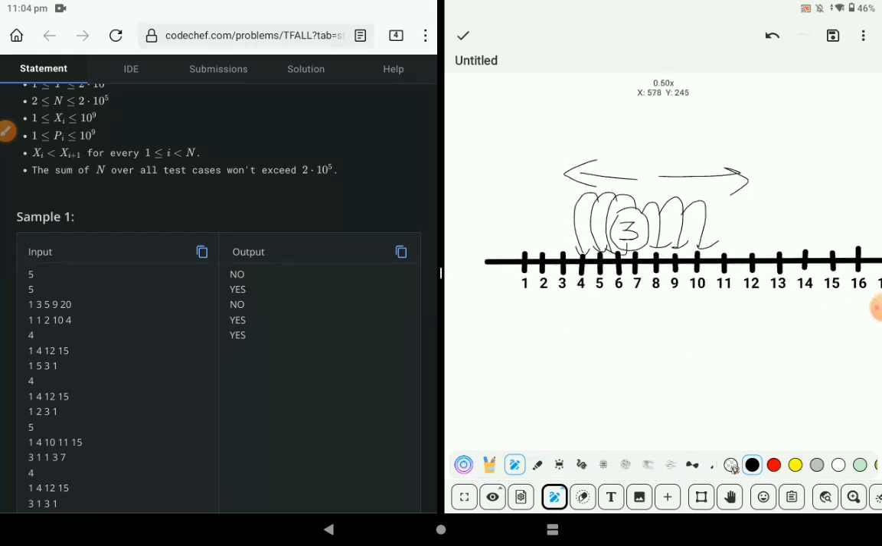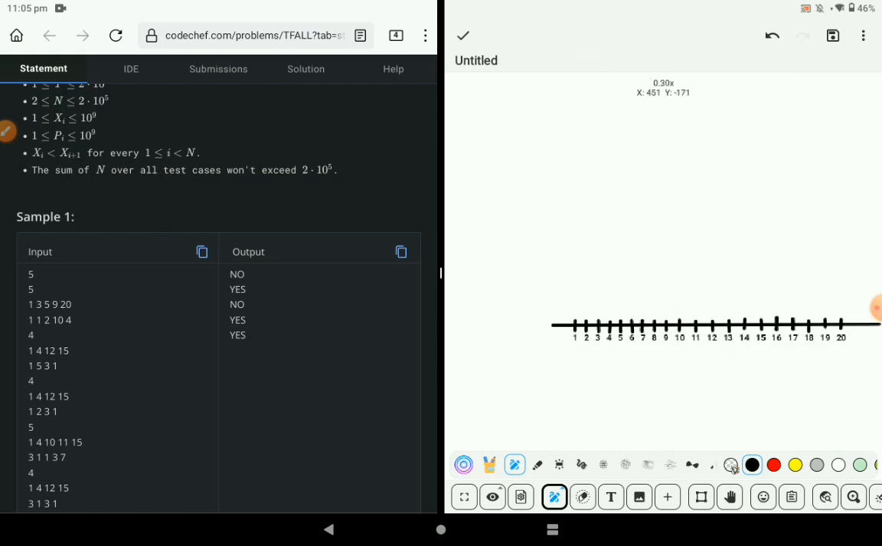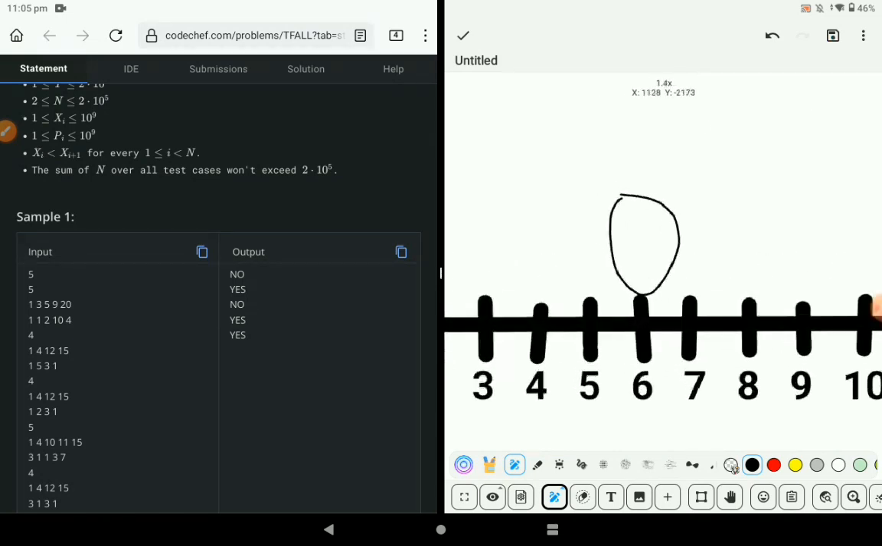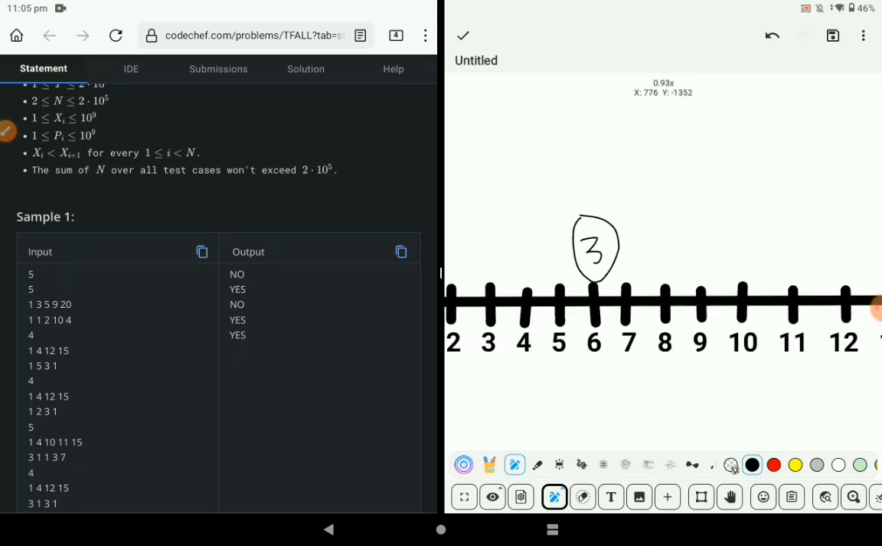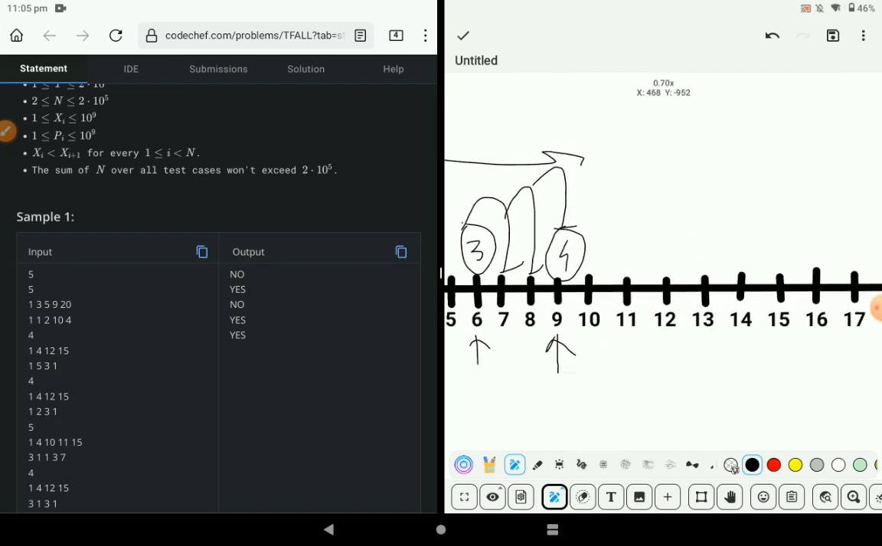Suppose this is the ball with power 3, and here we have been given a ball with a power of 4. What do we mean by activated? Activating the ball means moving the ball 3 positions, 1, 2, 3. So this ball goes here and collides with the ball at index 6, which collides with the ball at index 9. So this means it has activated the ball. So we have 4 balls activated here.